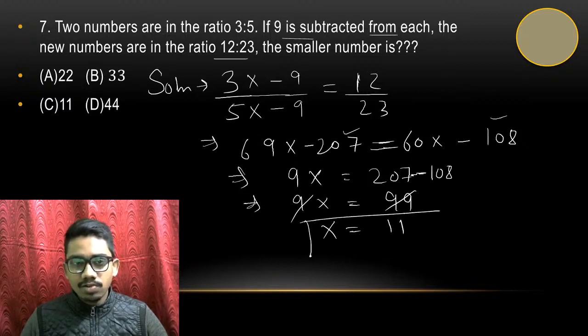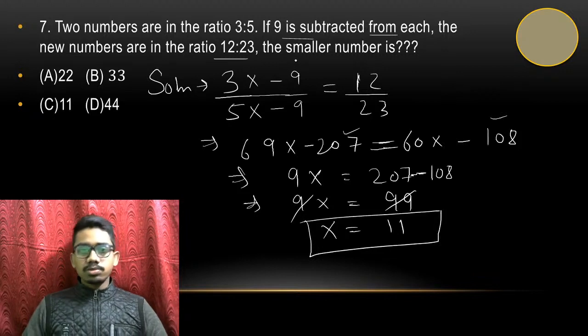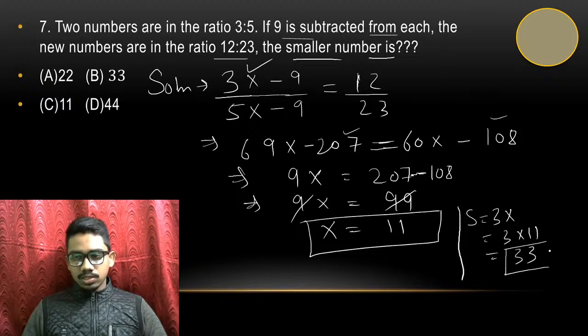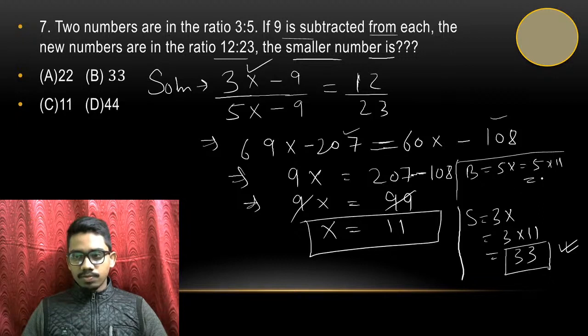The value of x is 11, but what has been asked in the question? The smaller number. You have to find the smaller number. So which is the smaller number? It is 3x. So 3 into 11, 33 is the correct answer to this question. If the bigger number was asked, it is 5x, so 5 into 11 will be 55.